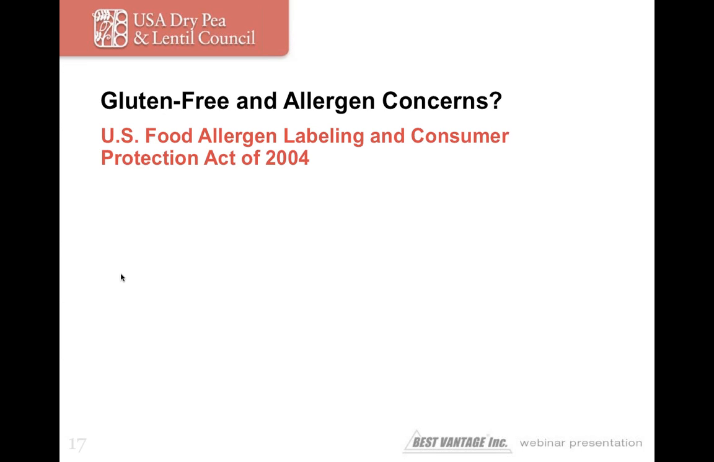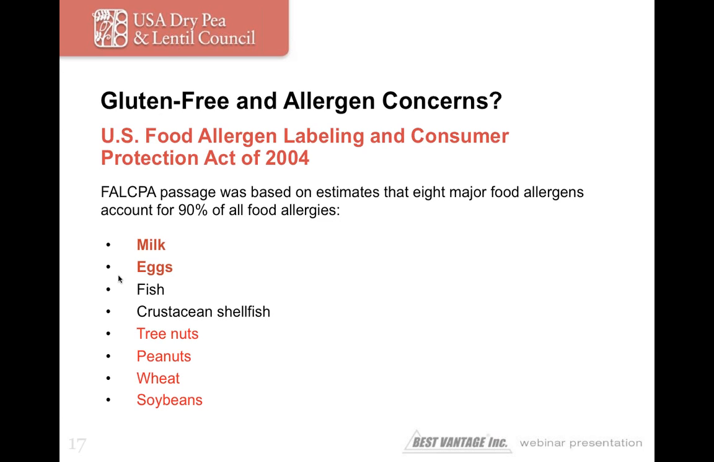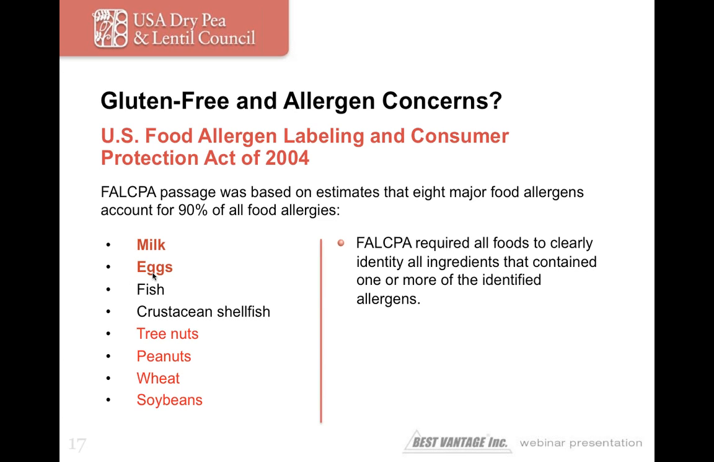Now, one factor that has become more important in recent years has been the issue of allergen labeling in foods, which is a result of the U.S. Food Allergen Labeling and Consumer Protection Act of 2004. This was based on the recognition that 8 major food allergens accounted for 90% of all food allergies. These are milk, eggs, fish, crustacean shellfish, tree nuts, peanuts, wheat, and soybeans. The presence of any of these ingredients in a food requires that their presence be labeled on the panel of a food product.